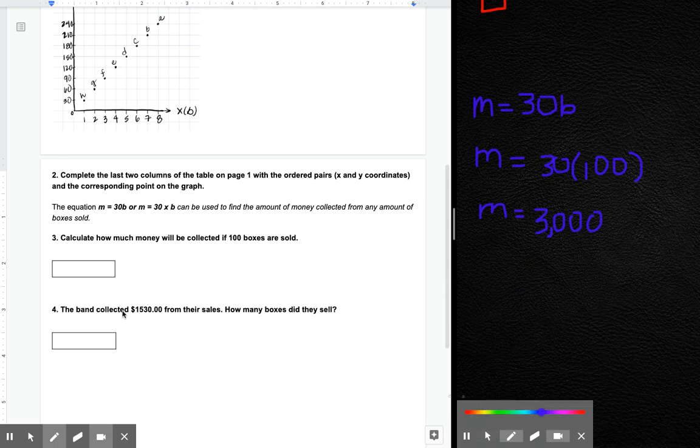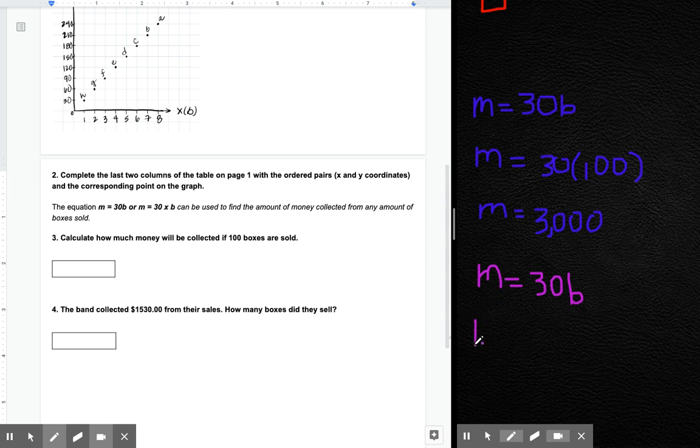Now, for this one, it's a little bit different, and you're going to have to rely on something that you learned previously when we were talking about one-step equations. Using that same exact equation, M equals 30B. Now it says the band collected $1,530 from their sales. How many boxes did they sell? So this time they're telling you how much money, but you want to figure out how many boxes.